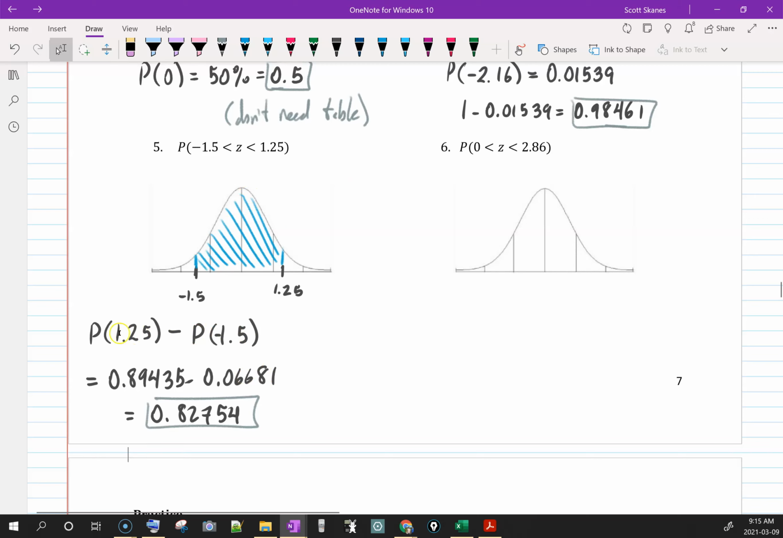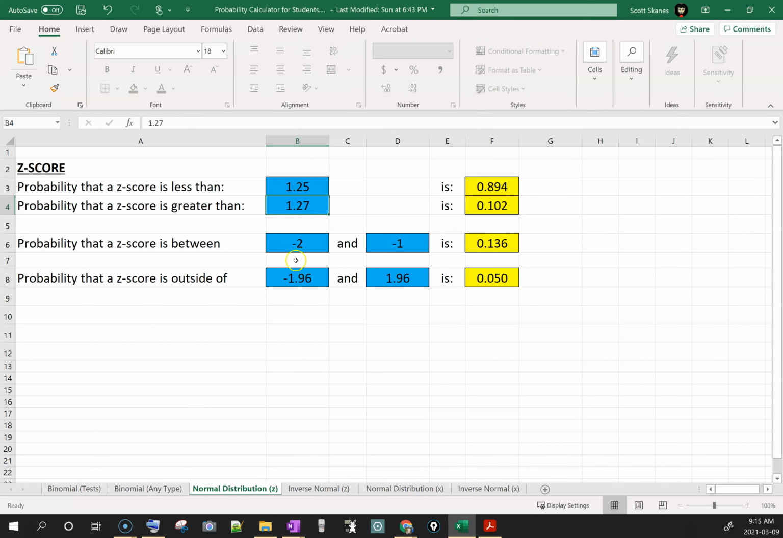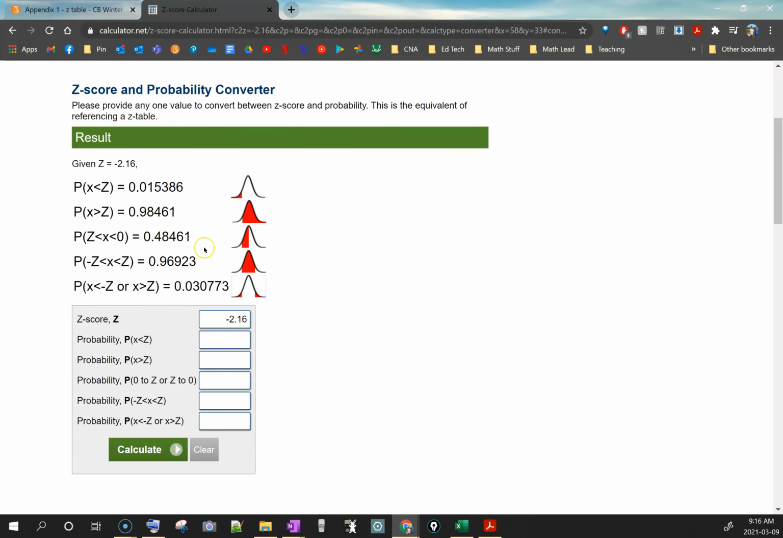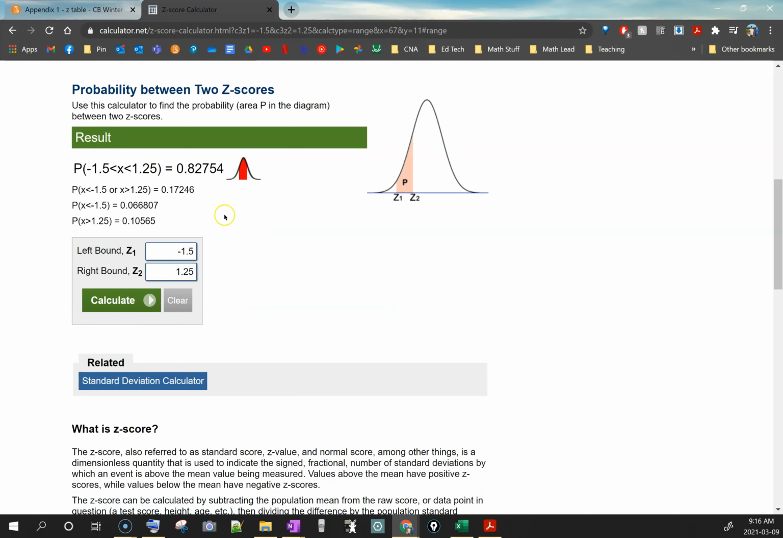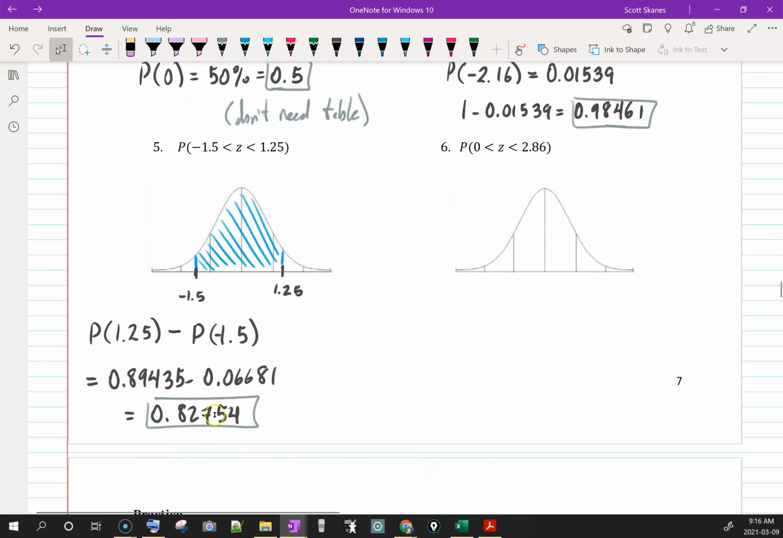We can check it in two ways, 1.25 and negative 1.5. The z-score between negative 1.5, the smaller one, and 1.25, is 0.828. That checks out. It's almost exactly what I got. And then in this calculator, you're going to want to do the probability between two z-scores. The leftmost one was negative 1.5. The rightmost one is 1.25. Calculate that. The area is this, 0.82754, which is exactly what I have in this case.